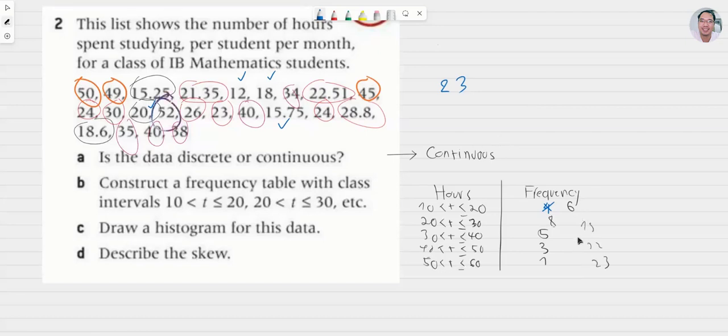So the sum is 23. 6 plus 8 is 14, plus 9 is 19. Yeah, 23 exactly. Well done. Now type in the calculator. Wait, and how about the values here?